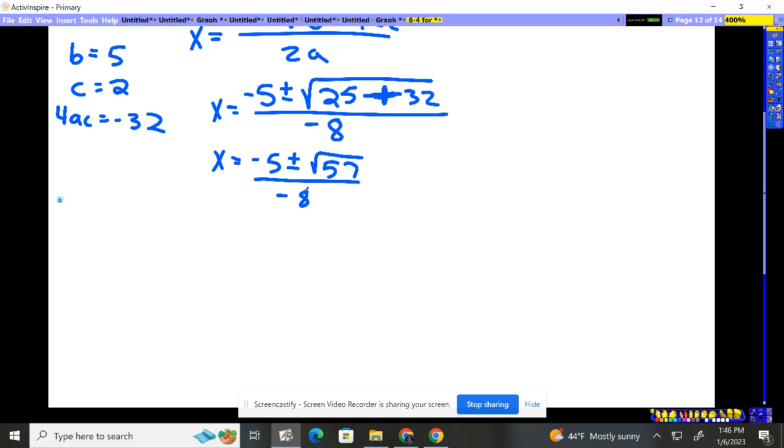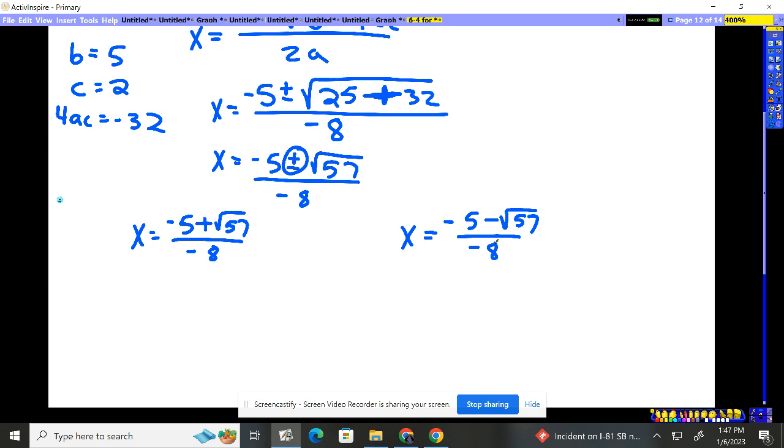At this point, I can't go any further. I need to go ahead and break it into its parts. By parts, I mean you have to add the square root of 57 and then subtract the square root of 57. So here are two parts. Negative 5 plus the square root of 57, all divided by negative 8, or the other option is negative 5 minus the square root of 57 over negative 8. It's really two equations. We just write it as one because we don't want to write it twice. Once we get it down to smaller numbers, then we break it apart.